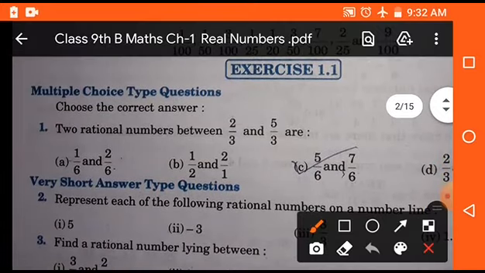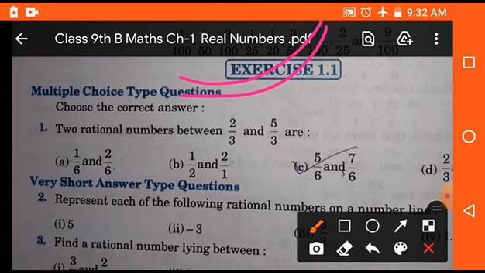Now students, there is exercise 1.1. So you can solve all the questions of this exercise on the above basis, and if you understand all the descriptions which are given by me, you can solve this exercise easily. So this is your homework, to solve all the questions of this exercise.